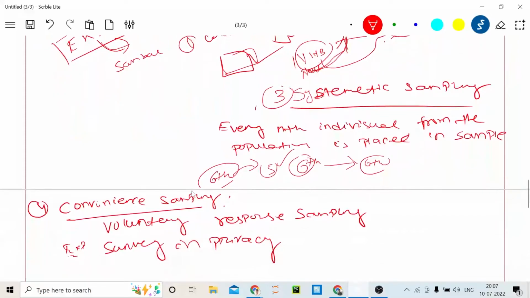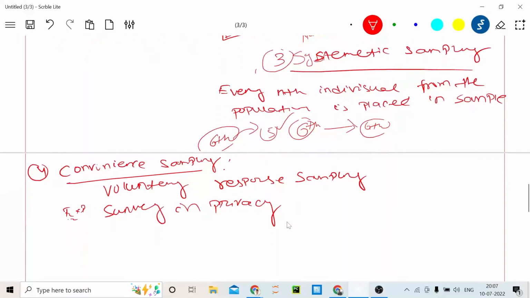After that, the fourth one is convenience sampling. Convenience sampling is like surveying privacy. That means you voluntarily respond to the sampling. You may voluntarily give the data, or if you don't like it, it's fine, you don't give the data. And that is the fourth type of sampling.